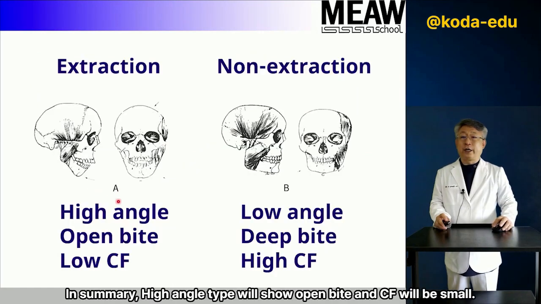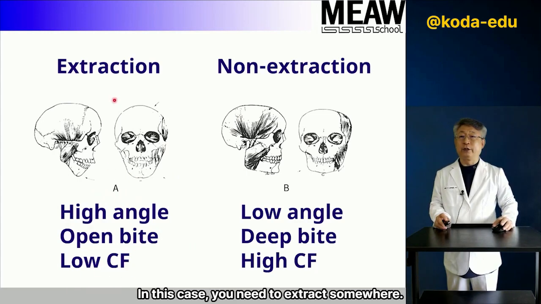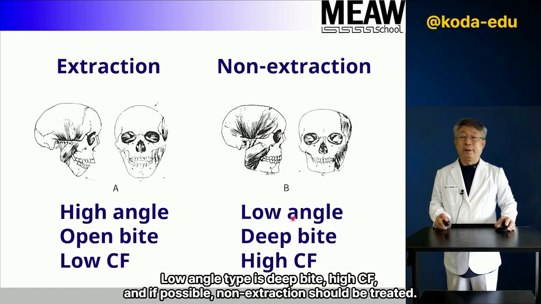In summary, high angle type will show open bite and CF will be small. In this case, you need to extract somewhere. Low angle type is deep bite with high CF, and if possible, should be treated with non-extraction.